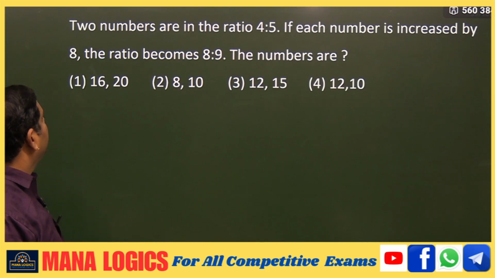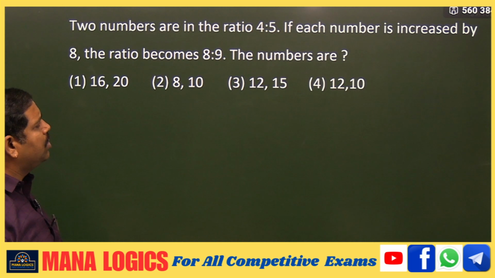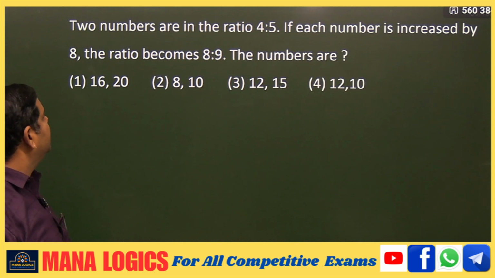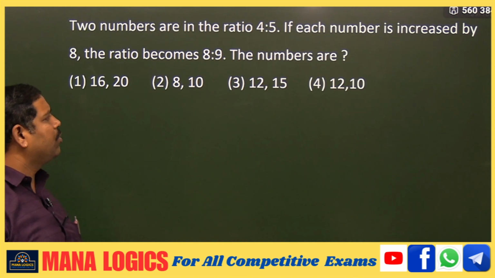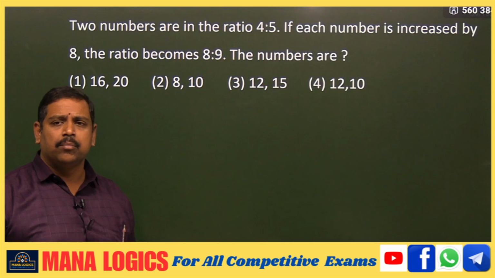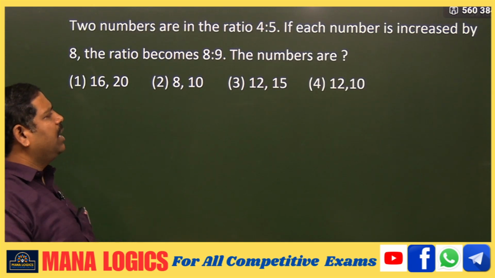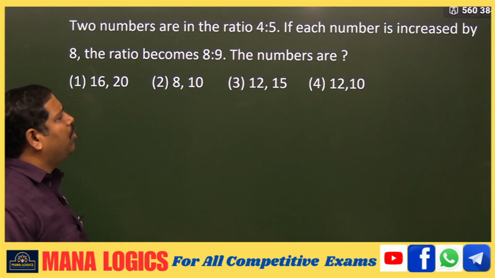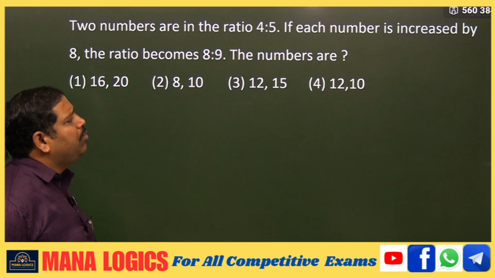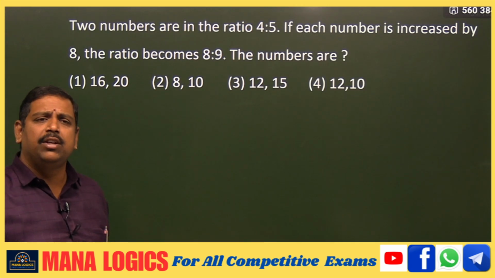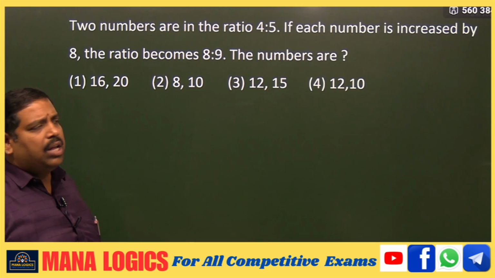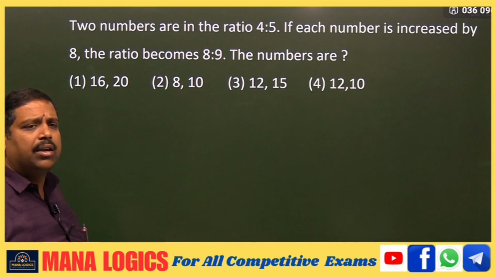So the next beautiful one. Two numbers are in the ratio 4 is to 5. If each number is increased by 8, the ratio becomes 8 is to 9. The numbers are. If you want to solve it, one point you can observe. Two numbers are in the ratio 4 is to 5. Already I have explained you the procedures for it. Now what I will do is, why don't I go with the options?